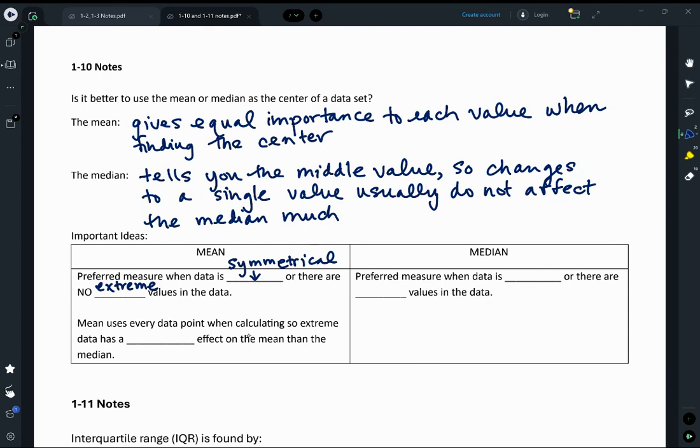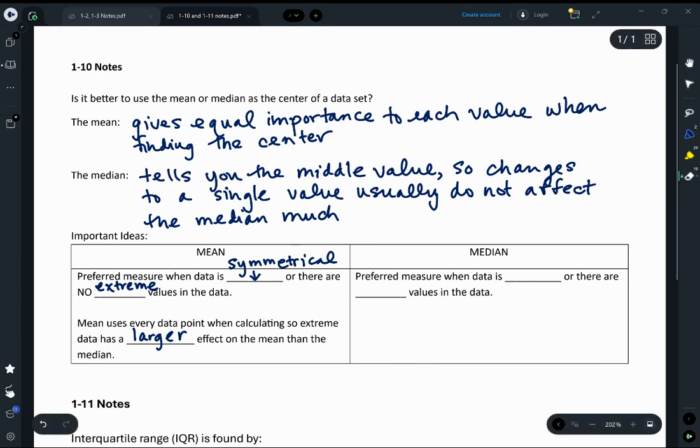And the mean uses every data point when calculating, right? We already talked about that. So extreme data has a larger effect. So we kind of already said the part about giving equal importance to each value, but we didn't say that extreme values have a larger effect, but they do. Get a little stray mark there.